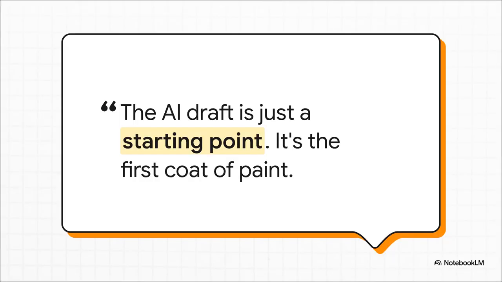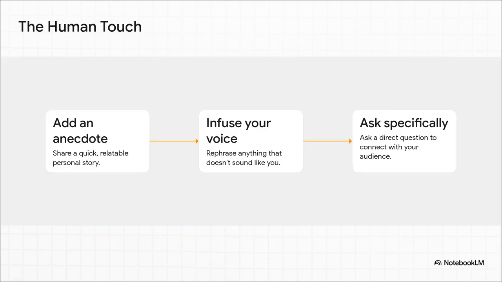I absolutely love this metaphor. Think of the AI draft like the first coat of paint you put on a wall. It's the primer. It covers the surface, it does the basic job, but it has no texture, no depth, no personality. Our job now is to come in and add all the details that make it ours. And the method is so simple. 3 easy steps. First, add a personal story. Even a tiny one. It instantly builds a connection. Second, infuse your unique voice.